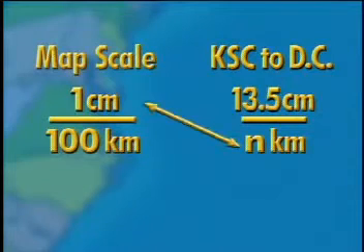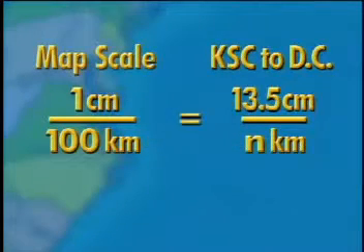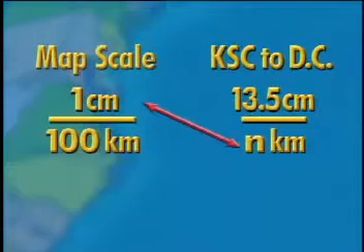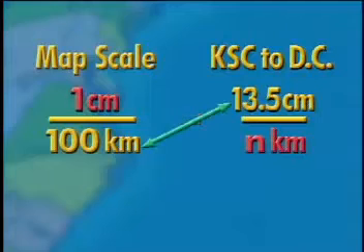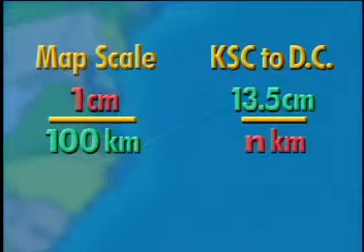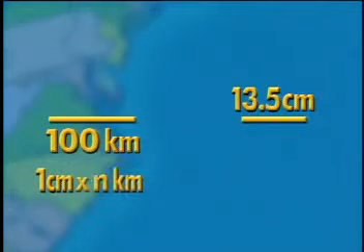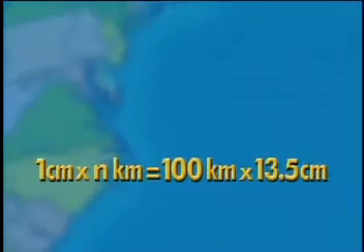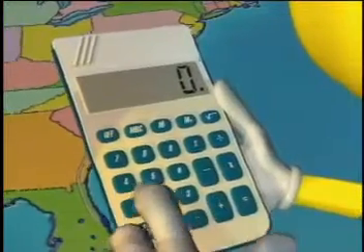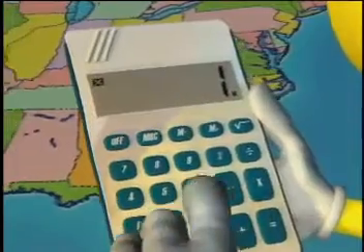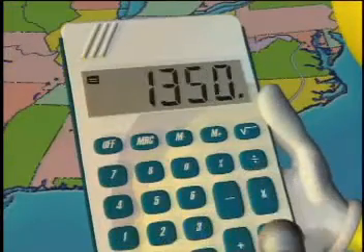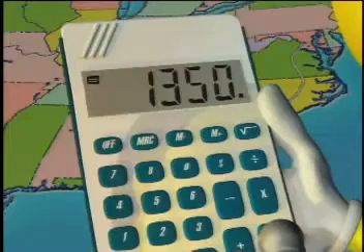In a proportion, the cross products of the two ratios are equal. In other words, the product of the top value from the first ratio and the bottom value from the second ratio is equal to the product of the top value of the second ratio and the bottom value from the first ratio. We can write the cross product as 1 centimeter times n kilometers equals 100 kilometers times 13.5 centimeters. Using multiplication, Norbert calculated the actual distance between Kennedy Space Center and Washington, D.C. to be about 1,350 kilometers.